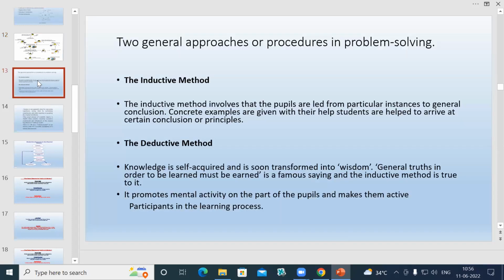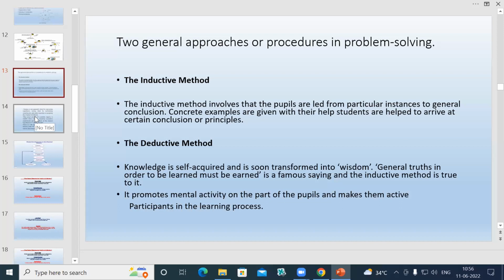Now there are two general approaches of procedure in problem solving, which I have just briefed in my steps also: the inductive method and the deductive method. The inductive method involves that the pupils are led from particular instances to general, meaning from specific to general.